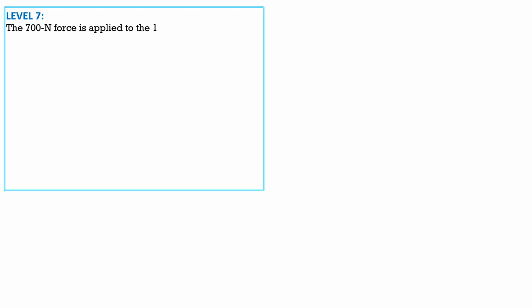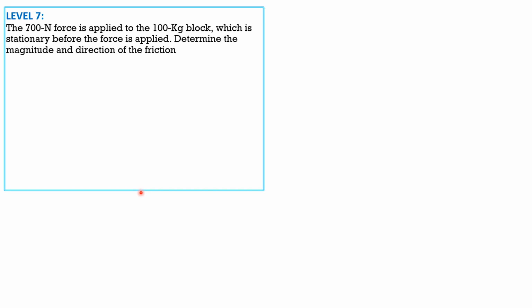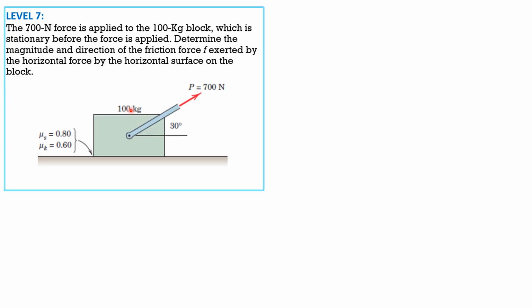Level 7. The 700 Newton force is applied to the 100 kilogram block, which is stationary before the force is applied. Determine the magnitude and direction of the friction force, small f, exerted by the horizontal surface on the block. Here is a given figure. First, let's solve for the normal force. So for the solution, we have the weight of the block, which is 100 times 9.81, then the normal force on the floor to be solved, then friction force is, let us say, to the left.